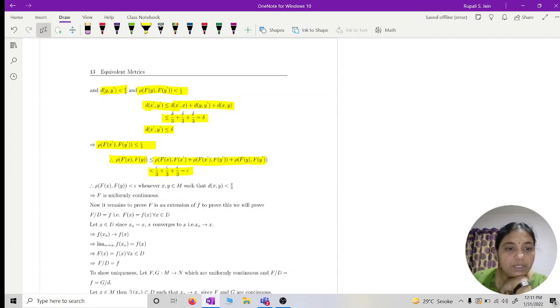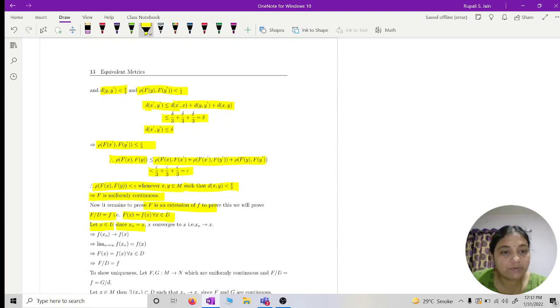Therefore rho of F(x), F(y) is less than epsilon whenever x, y are in M such that the distance d(x, y) is less than delta by 3. So this gives us F is uniformly continuous. Now it remains to prove that capital F is an extension of small f. To prove this, we will prove F restricted to D is nothing but small f. That is, F(x) is equal to small f(x) for all x in D. So let x be in D.